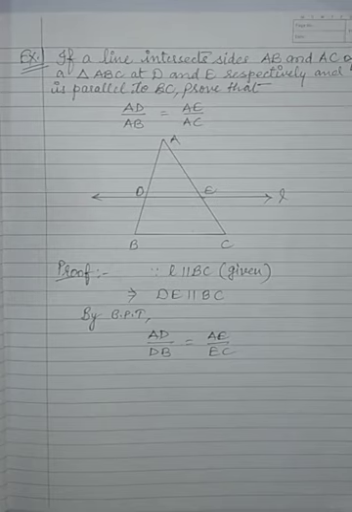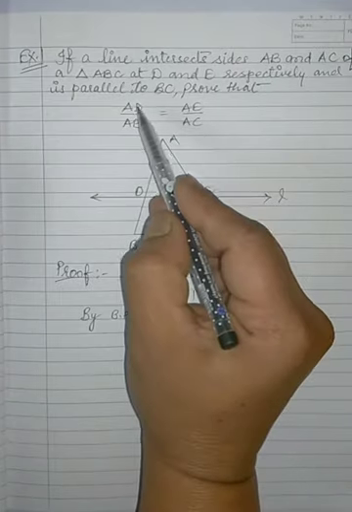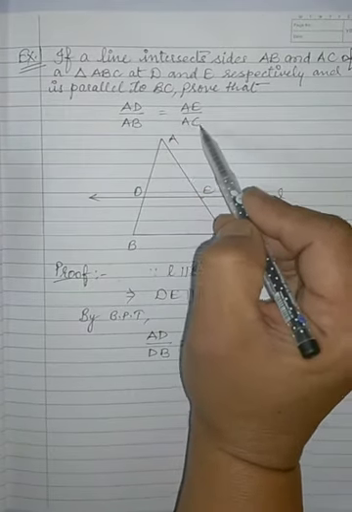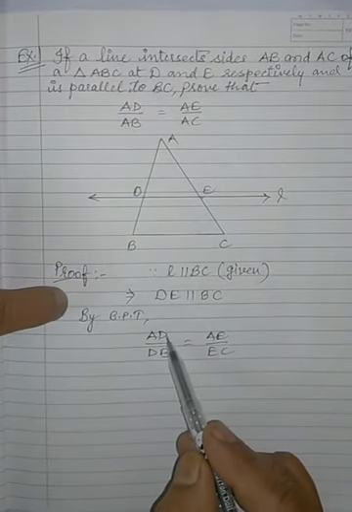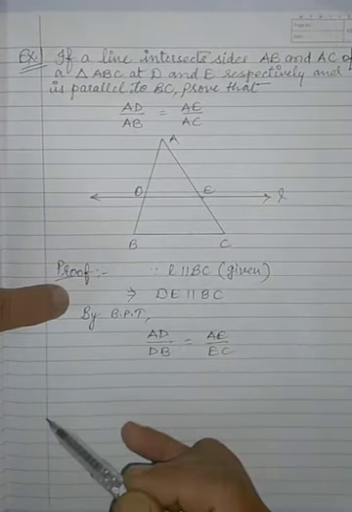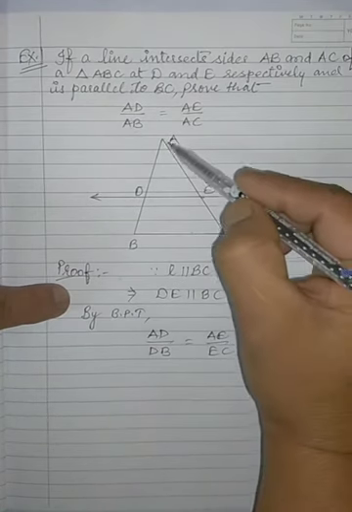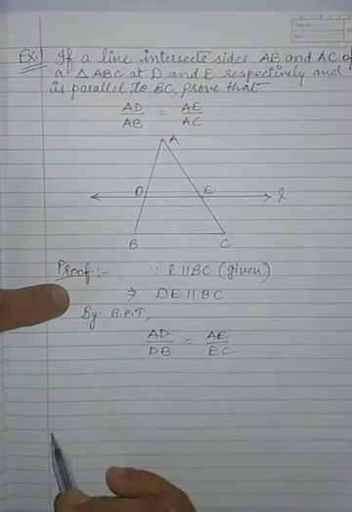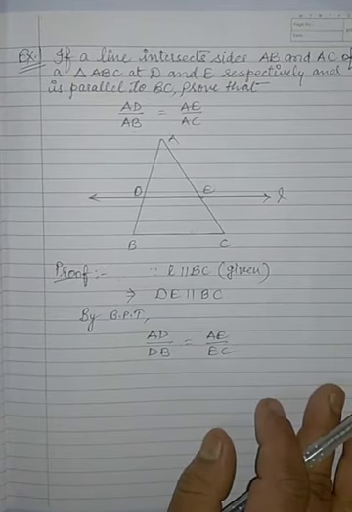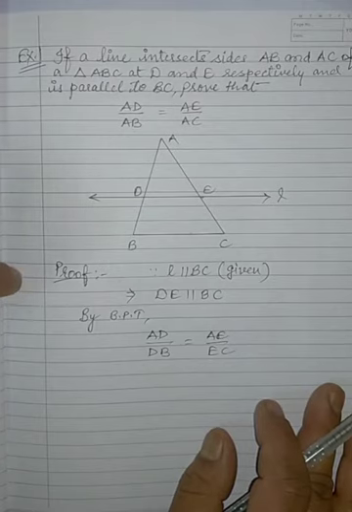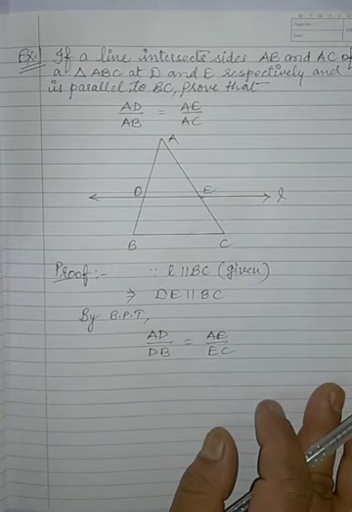But children, what we have to prove is AD upon AB is equal to AE upon AC. That means with AD we want the full side AB, and with AE we want the full side AC. So as we have understood in applications of Thales theorem, the basic proportionality theorem, that if we have to go from part to the whole side, we use componendo, by adding one both sides, right?